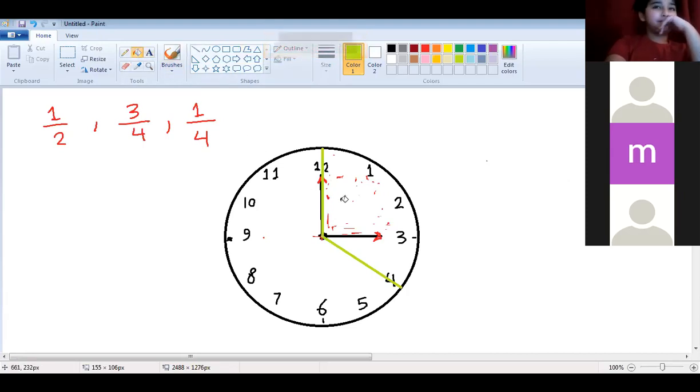Listen, you don't really get it? Look, what is the fraction of the green part? Can you tell me?